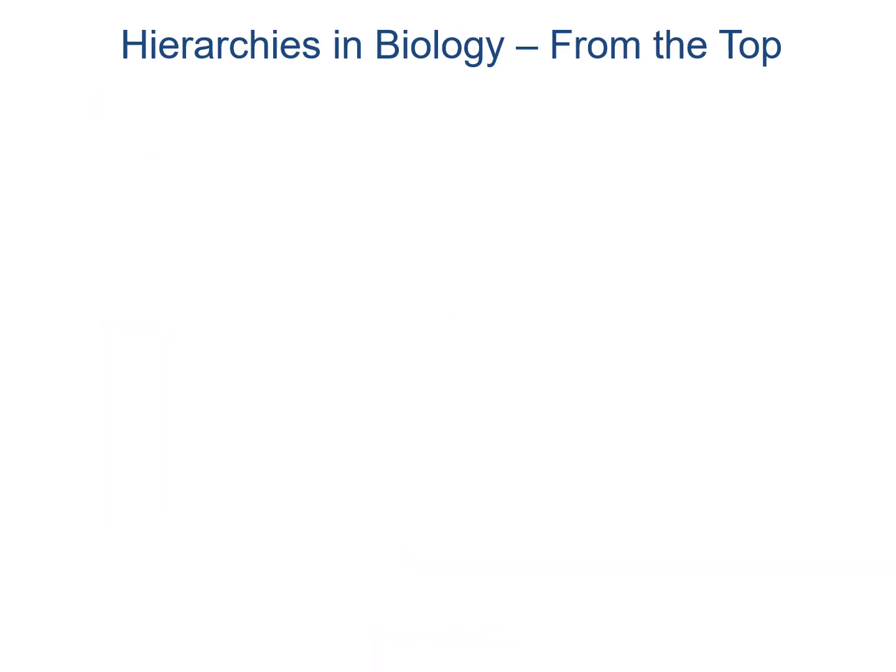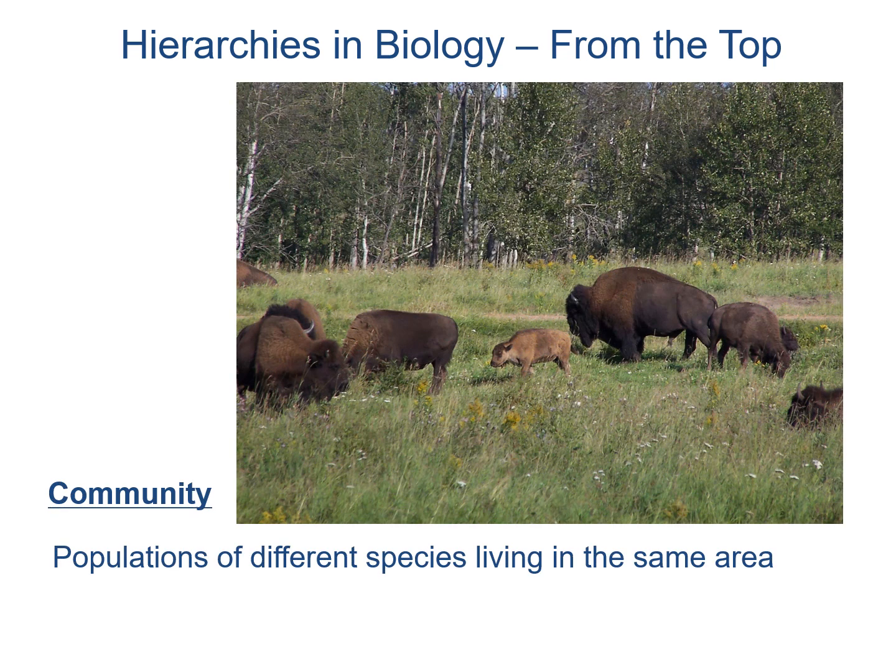Moving on, we have communities. So again, ecosystems consist of living organisms and abiotic factors. Now we're taking abiotic factors out of the equation. We're just looking at communities, which are populations of different species living in the same area.